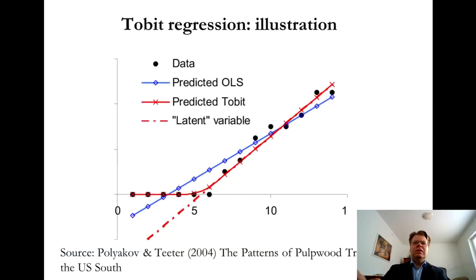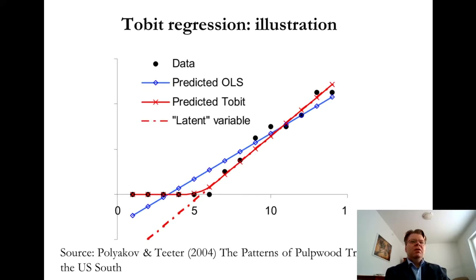So I'll try to illustrate again this Tobit regression with the censorship, and I took this diagram from the study by Polyakov and Teeter on pulpwood trade. And this example is again actually censoring from below. In the football ticket case it would be the other way around, we would have censoring from above, but this is censoring from below. And here these black dots indicate the observations in this illustration, and notice here that when there is this latent variable, it is this broken red line, so it can go also to the negative values.